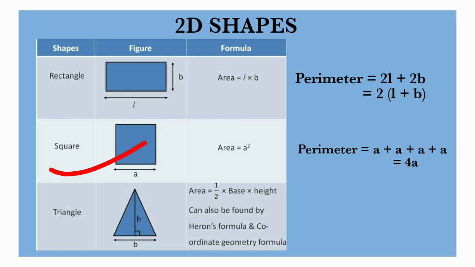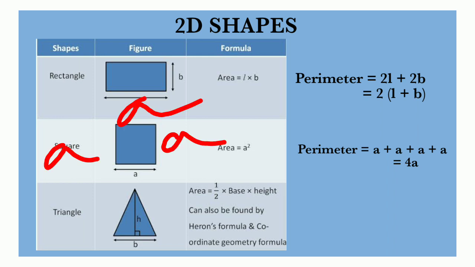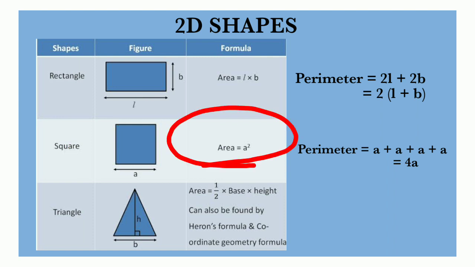The next one is square. What is the peculiarity of a square? All the sides are equal, all the angles are 90 degrees. So here we take one side as small letter a. So a, a. Four sides are equal. So side into side, that is a into a. So area is equal to a into a, or a square.